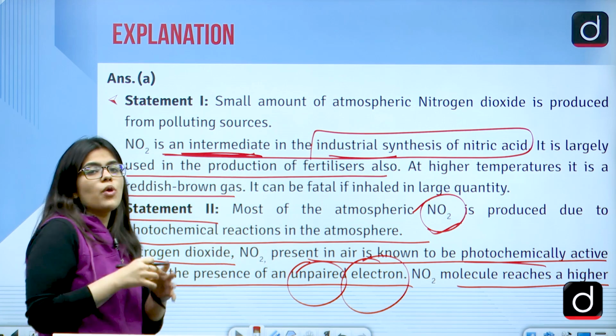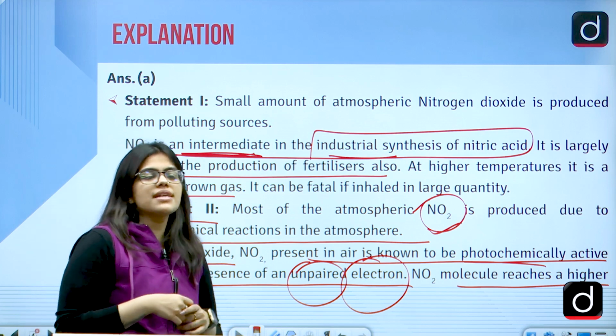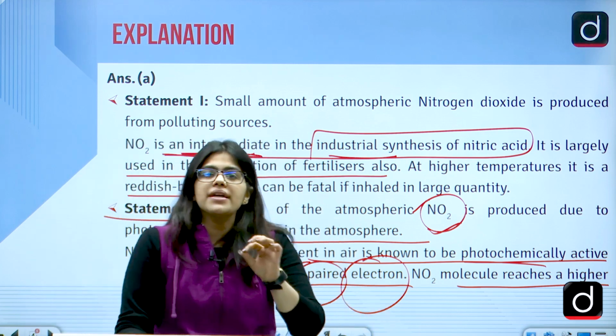At high temperatures, what is the color? Like in the previous class, we discussed that sulfur dioxide is colorless, but it has a foul smell.